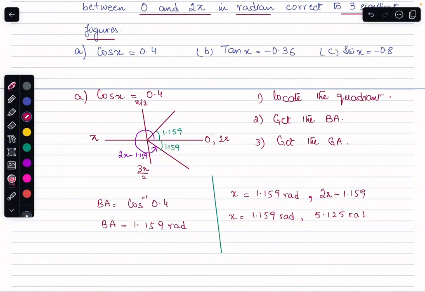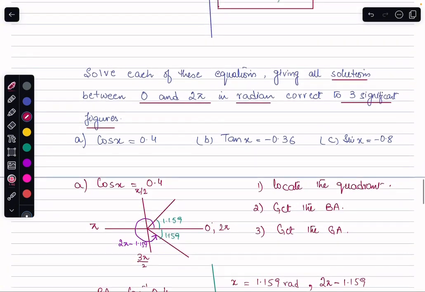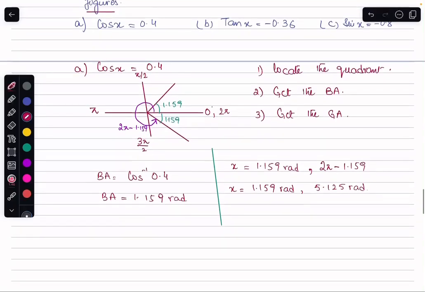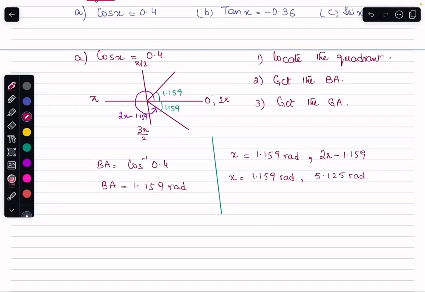Now the question has asked us to give the answer up to 3 significant figures. So to give the answer up to 3 significant figures, I should simply say that the general angles here are 1.16 radian and 5.13 radian. So this is going to be the solution for this question.